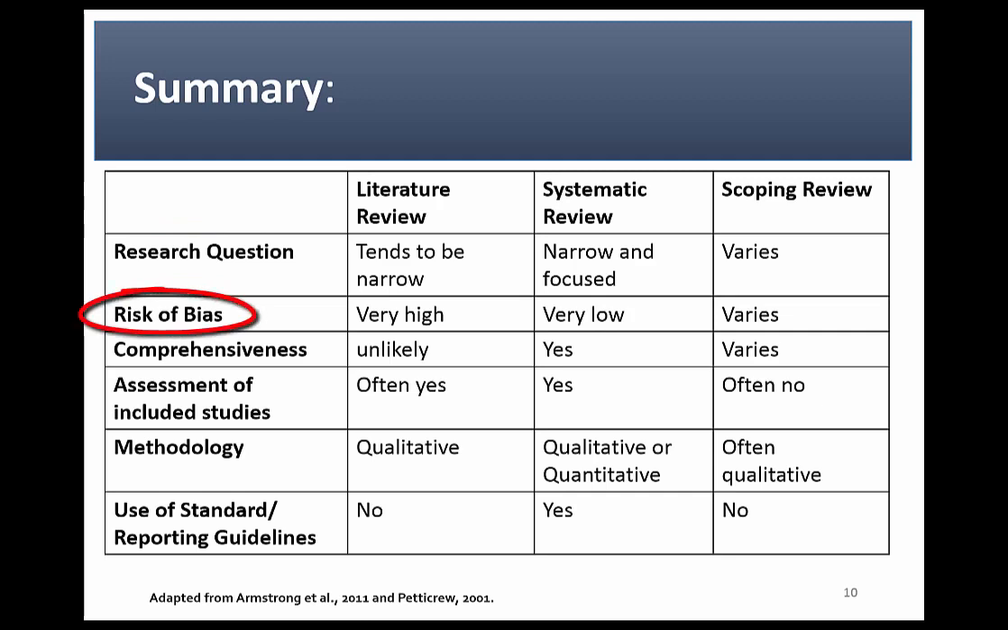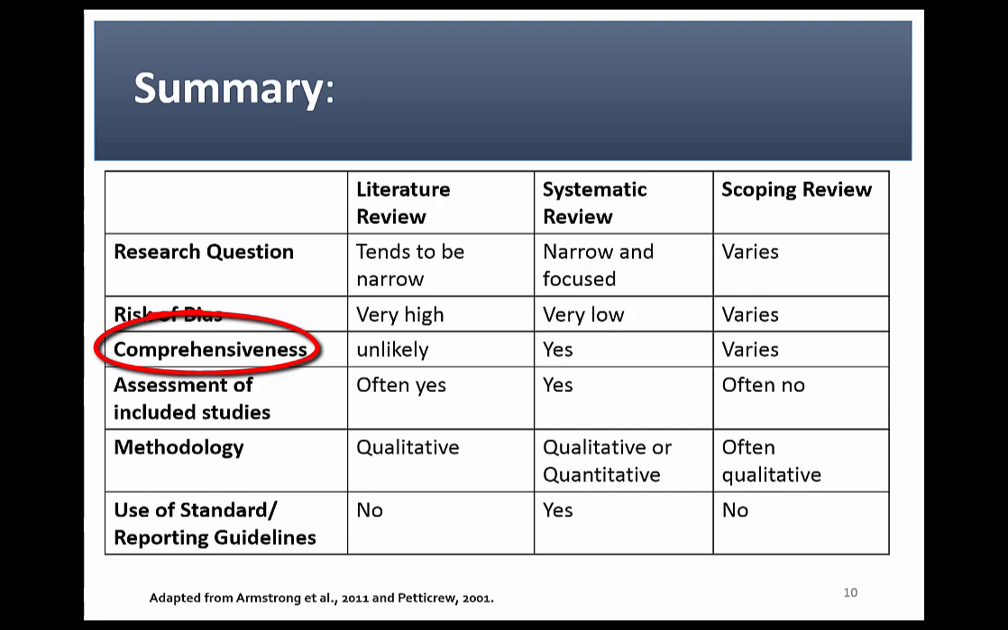Risk of bias. Narrative reviews carry the highest risk of bias due to their lack of rigorous methodology. Systematic reviews carry the lowest risk of bias, but a well-conducted scoping review may borrow much of the systematic review methodology and may therefore also be relatively unbiased.